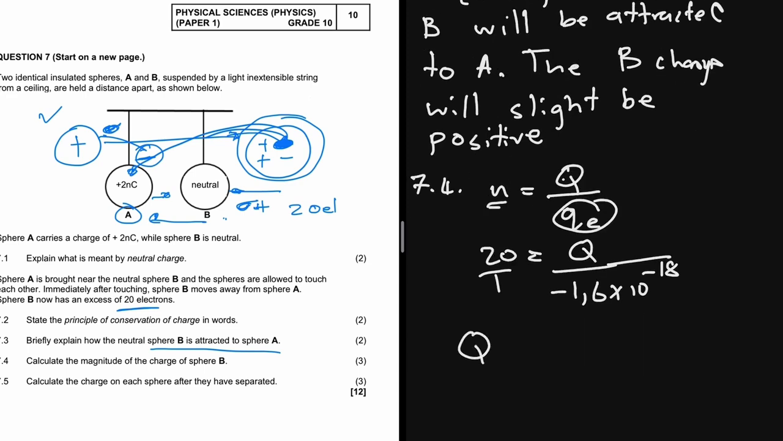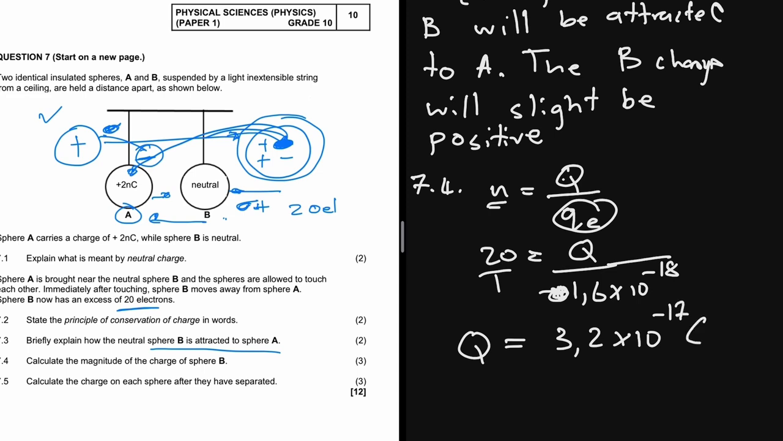In this case, we're not actually sure if the charge is positive or negative, because this electron charge can be negative, it can be positive. So in this case, we just substituted it from the formula sheet. But my advice is that you substitute it as positive, and then you determine whether the charge is positive or negative by an analysis. So we're going to have 20 electrons multiplied with 1.6 times 10 to the power of negative 18. So that is 3.2 times 10 to the power of negative 17 coulombs.